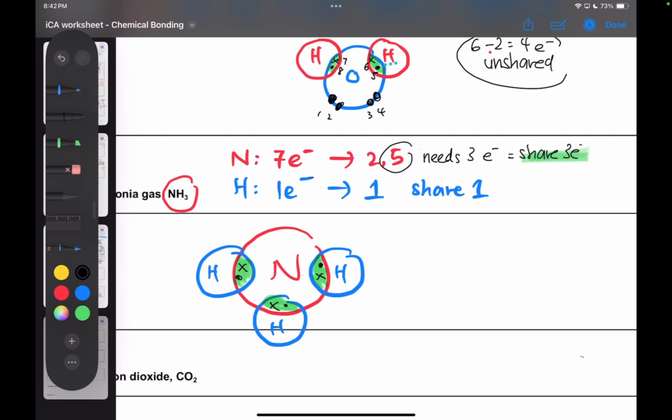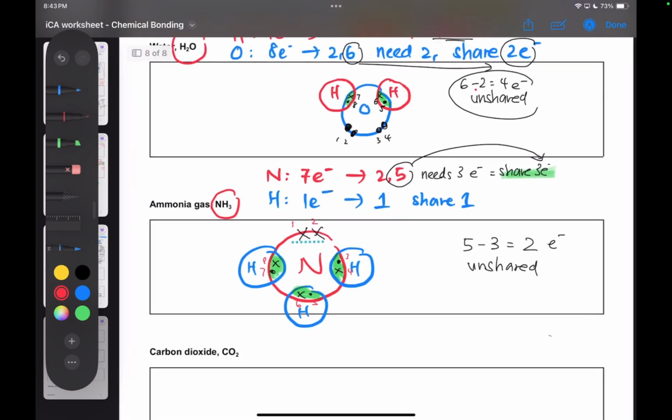So 5 minus 3 that's being shared, we actually have 2 electrons that are unshared. So these 2 electrons need to be part of nitrogen, but not in the sharing space. So it just looks like this. If you do a quick count, 1, 2, 3, 4, 5, 6, 7, 8. So that's how it becomes stable.